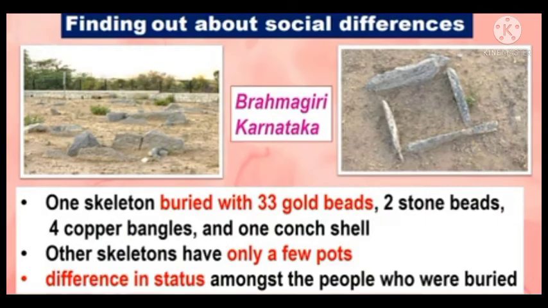Finding out about social differences. Archaeologists think that objects found with a skeleton probably belong to the dead person. Sometimes, more objects are found in one grave than in another. Find Brahmagiri on Map 2. Here, one skeleton was buried with 33 gold beads, 2 stone beads, and 4 copper bangles. Other skeletons have only a few pots. These finds suggest that there was some difference in status among the people who were buried. Some were rich, others poor, some chiefs, others followers.